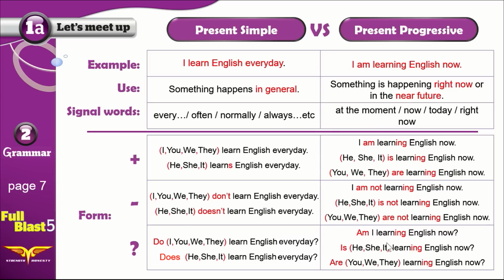In here, the same thing. You pick up the verb be and put it at the beginning. Am I learning English now? Is he learning English now? Are you or are we learning English now? And how do you answer that?